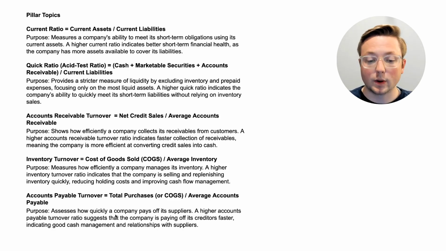This assesses how quickly a company pays off its suppliers. So similar to accounts receivable turnover, where you're seeing how quickly you're getting money back from sales, this is seeing how quickly you are paying people off for the purchases you made on credit. A higher accounts payable turnover ratio suggests that the company is paying off its creditors faster, indicating good cash management and relationships with suppliers. So these are the 5 ratios listed in the blueprints for liquidity ratios for the FAR exam.